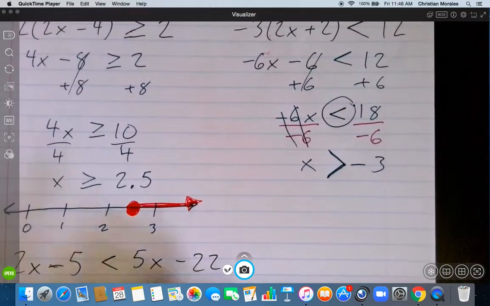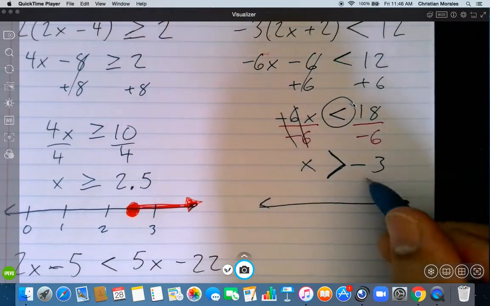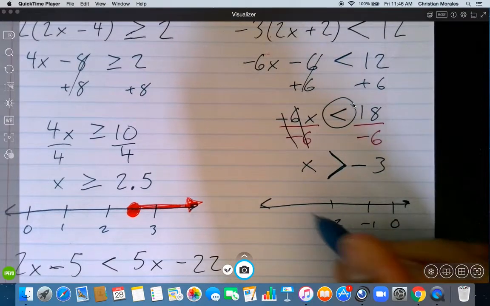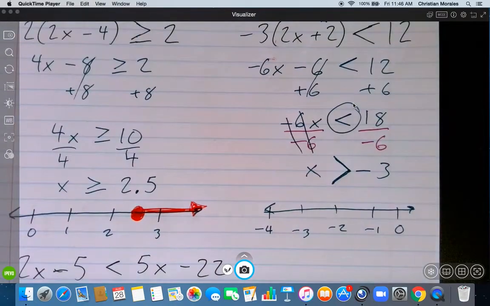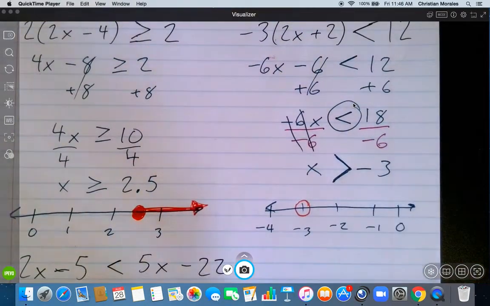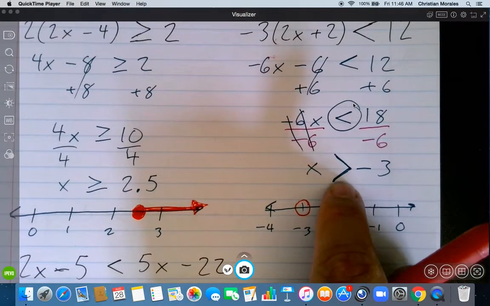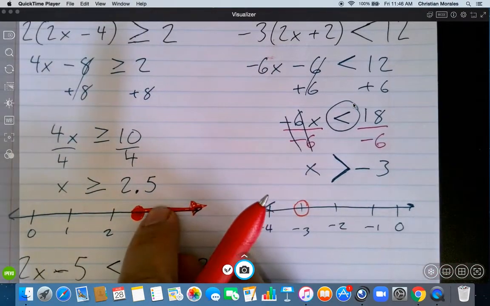So now for the number line. Now this number line has to be on the negative side. So negative 1, negative 2, negative 3, negative 4. Okay? So those are my numbers on my number line. The circle that I draw is going to go on negative 3, but I am not going to fill it in. There is no line. It is not equal. It is just greater. So you leave it as an open circle. Okay? So open versus closed.